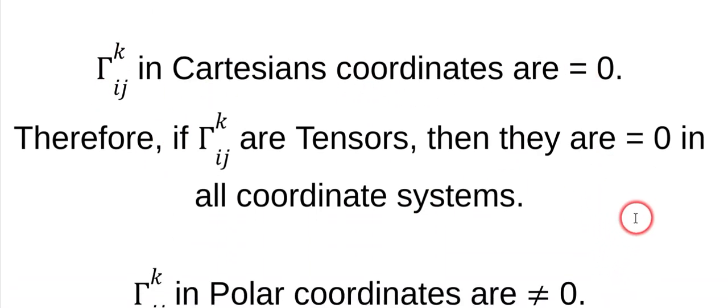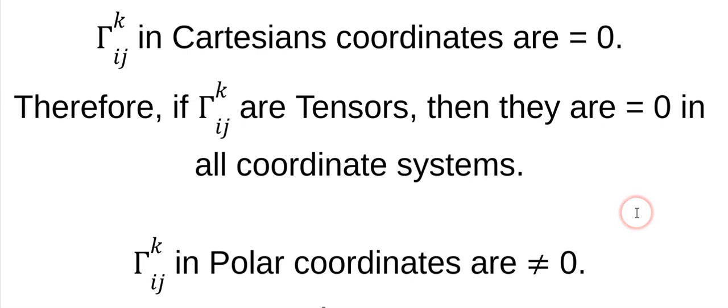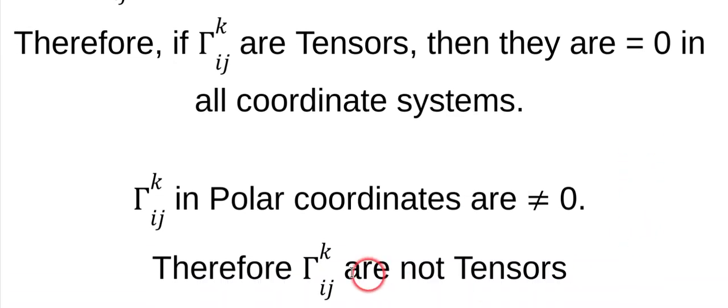Well, we know better. The Christoffel symbols in polar coordinates are not equal to zero. They have values. Therefore, the Christoffel symbols are not tensors because this is not true. It's true in one coordinate system, but not in all coordinate systems. So it is a variant, not an invariant.